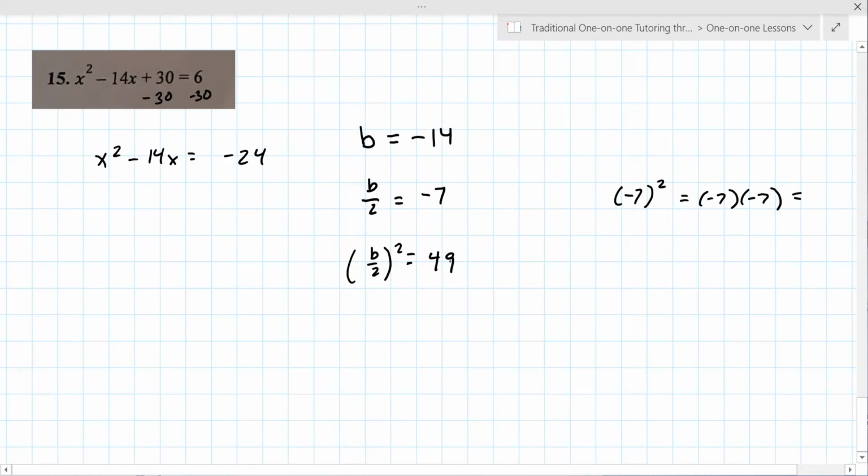Okay. So now you come over here on the left and you always write x. What goes in here? What goes in the parentheses? And it's one of these 3 numbers. Which one is it?